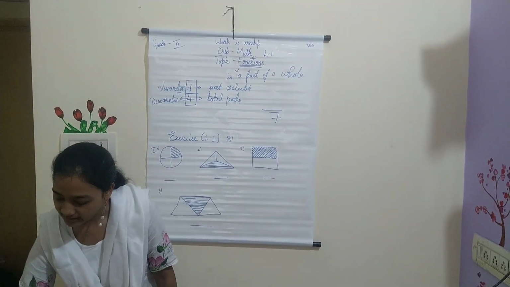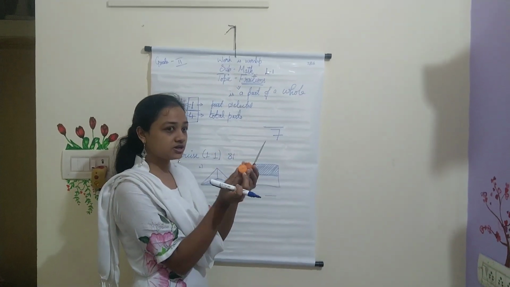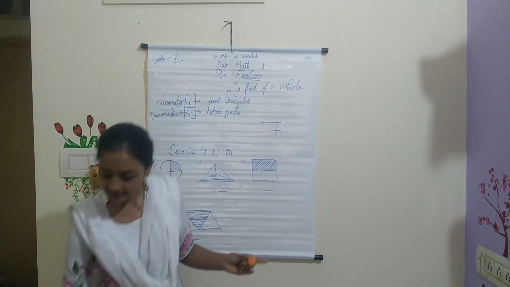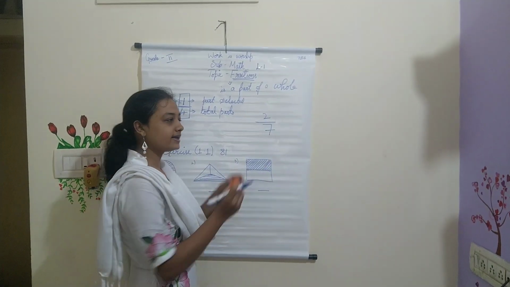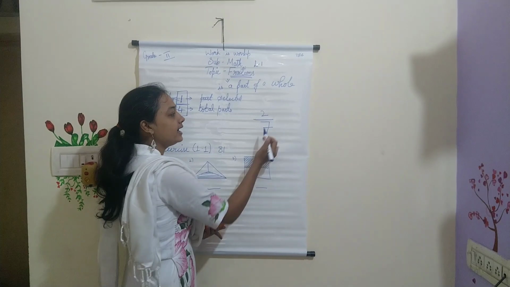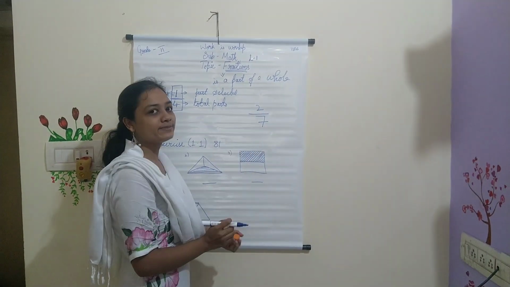Now I am going to take 2 parts of it. So how will I write this as a fraction? I will be writing 2 by 7, because I have taken 2 parts here and totally my carrot has 7 parts. So this is how I write my fraction.